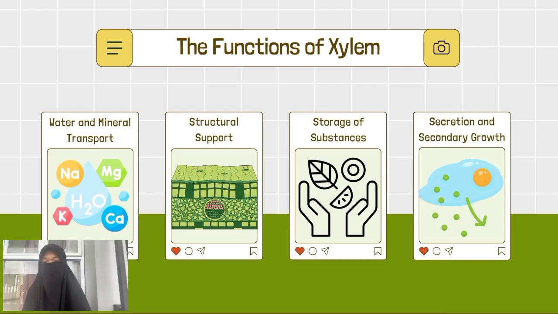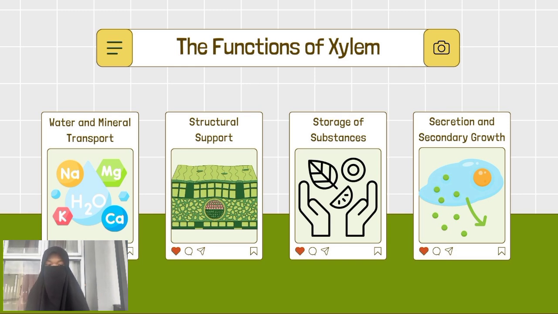Okay, the next slide is the function of xylem. First, water and mineral transport. Xylem functions to transport water and minerals from the roots to the leaves through xylem vessels. This process occurs passively through capillary action, root pressure, and transpiration pull. The flow moves in one direction, from bottom to top, supporting photosynthesis and plant metabolism.